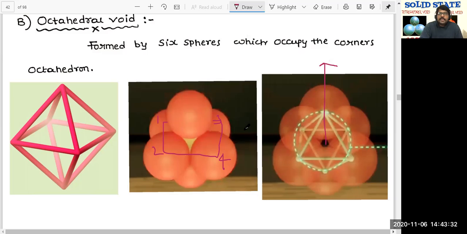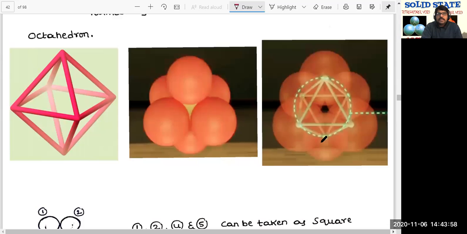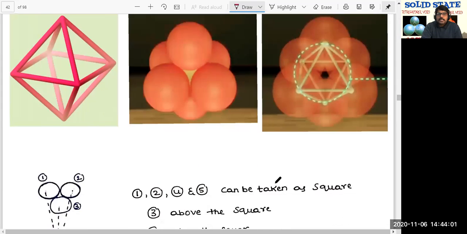So an octahedral void is actually formed by 6 spheres or 6 particles. Those 6 particles occupy the corners of the octahedron, and of these 6 particles, 3 are coming from one layer, and the remaining 3 are coming from the next layer. Our intention is to find the radius of that octahedral void. In order to find it, we follow a simple procedure. Ultimately, we need to know the radius ratio.